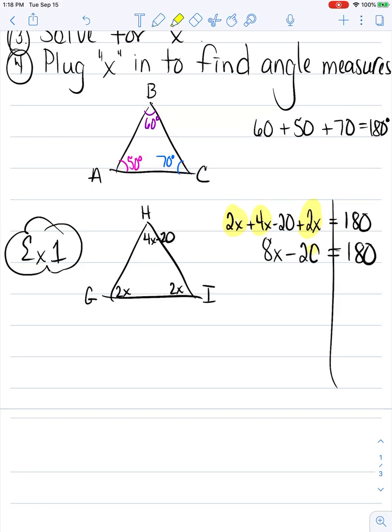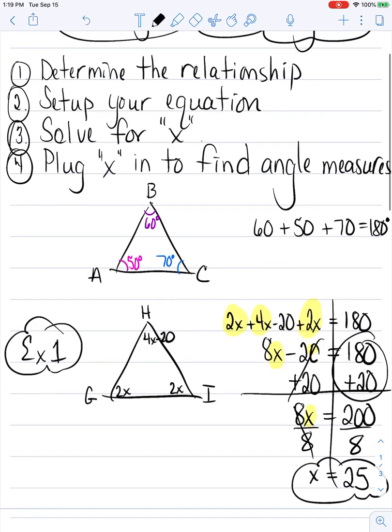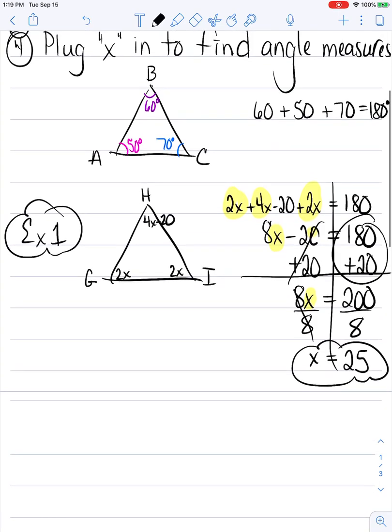So now I need to isolate that variable. So I'm going to add 20 to both sides. And I get 8x equals 200. And then I need to divide both sides by 8. So x equals 25. So now that I have solved for x, my final step, if I look back at the top, says to plug x in to find the angle measures.